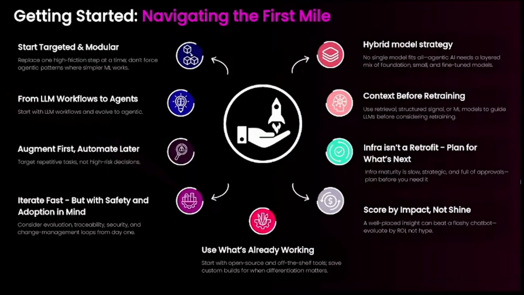Think about augmenting first and automating later. When we think of agentic AI, we quickly think that this is where we can just replace a human. We are not at that stage with agentic systems. What we need is to augment first, to make it easier for a human to use. Once the trust and the users' perspective builds, that's when we can start automating. Iterate fast, but keep safety in mind. Also, choose a hybrid model strategy. One model is not going to work for all of those things.